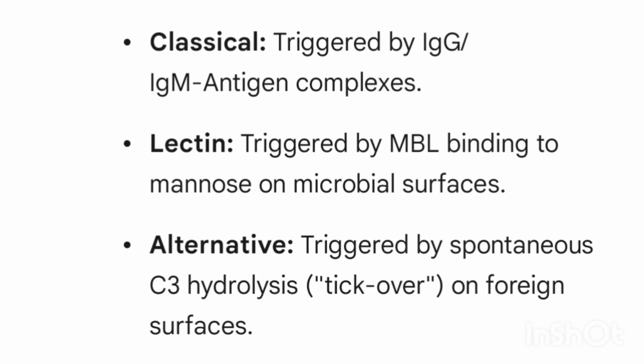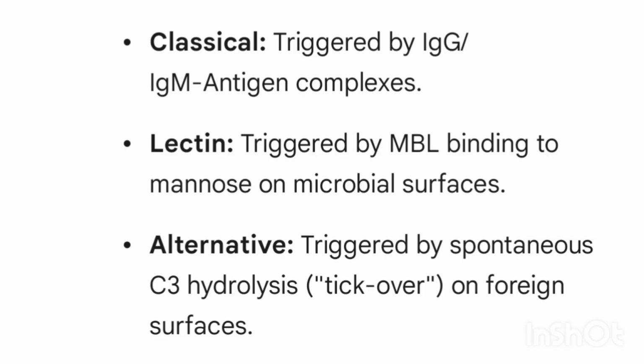MBL is mannose binding lectin, seen in our blood. This mannose binding lectin binds to mannose on microbial surfaces, and this triggers the lectin pathway. Lectin pathway is triggered by MBL binding to mannose on microbial surfaces.